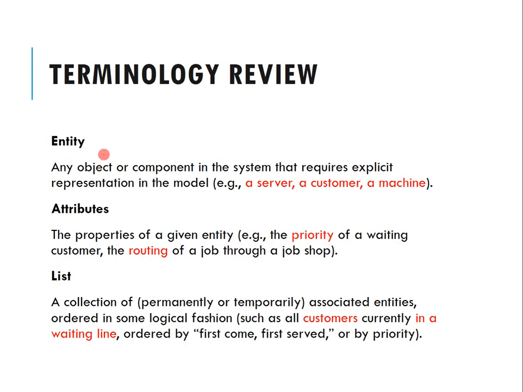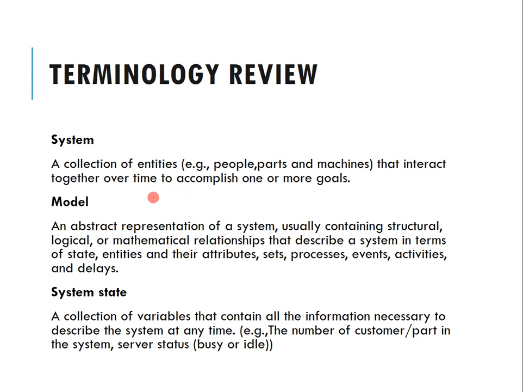So system. What is a system? Sorry, not system, entity first. Let me check first. Sorry, my slides are always slow. Okay, system first. What is a system? It is a collection of entities. Entities, for example, are people, parts, machines, objects in the system. A collection of entities that interact together over time to accomplish one or more goals. So the whole thing, all this collection, we call it a system.